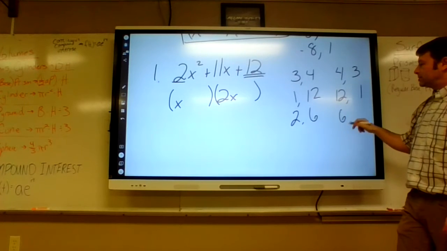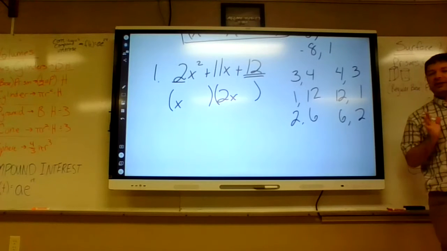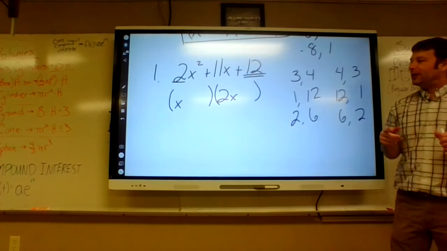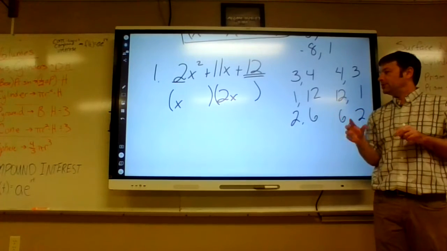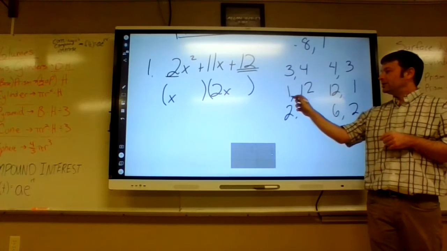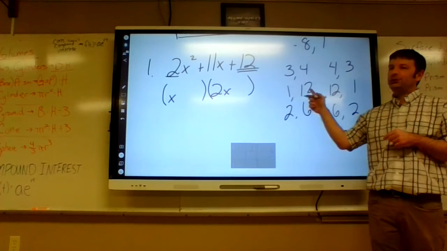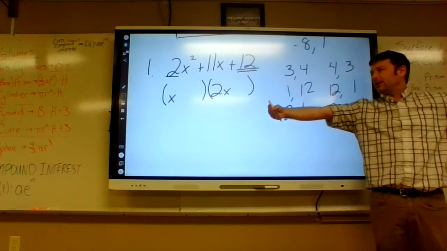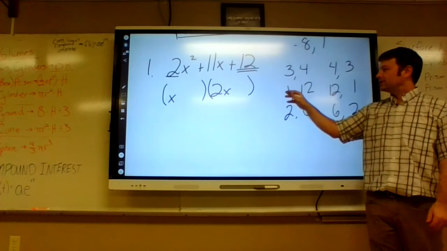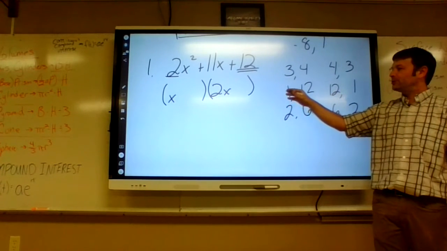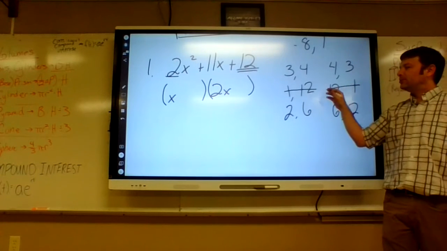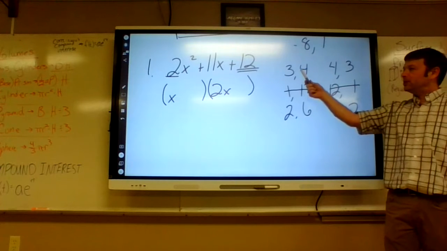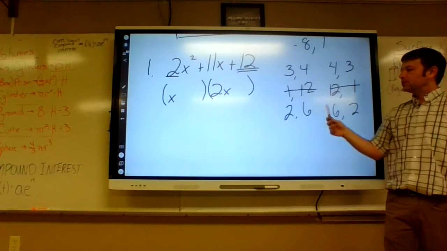Here's a hint that will help with a lot of these problems today. They do not often use these extreme numbers. What do I mean by extremes? Extremes means the ones far away, on the edges. So it's probably not going to be 1 and 12. I mean, it could be, but in most of the problems it's not. It's more likely to be the numbers in the middle, 3 and 4, 2 and 6, one of those.